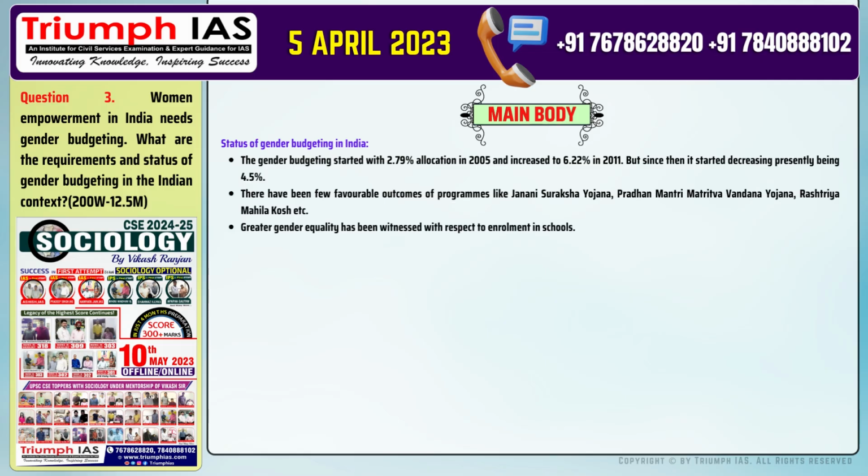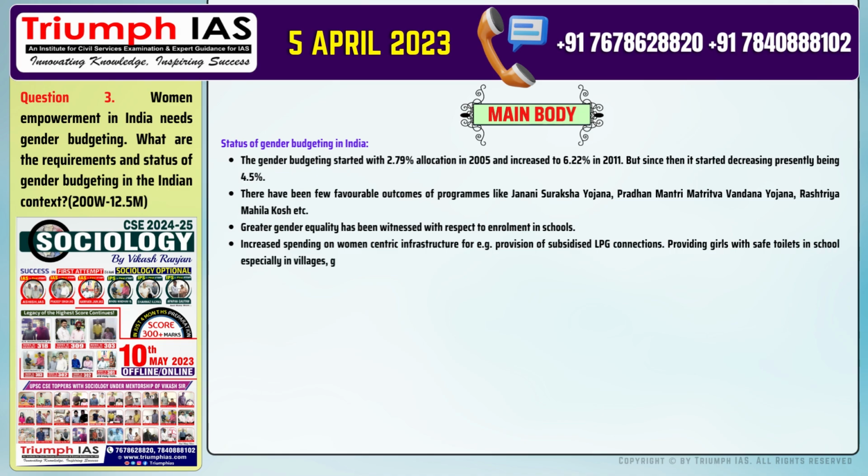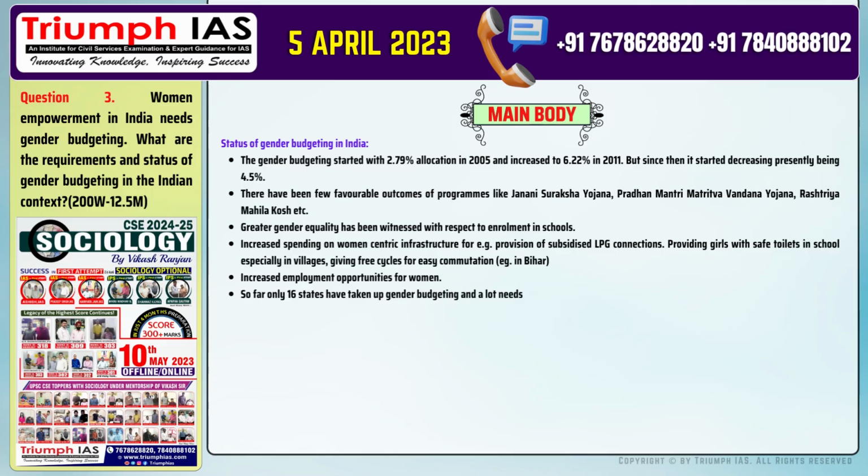Number 3. Greater gender equality has been witnessed with respect to enrollment in schools. Number 4. Increased spending on women-centric infrastructure, for example provision of subsidized LPG connections, providing girls with safe toilets in school, especially in villages, giving free cycles for easy commutation, for example in Bihar. Number 5. Increased employment opportunities for women. Number 6. So far only 16 states have taken up gender budgeting, and a lot needs to be done in realizing the benefits of gender budgeting.